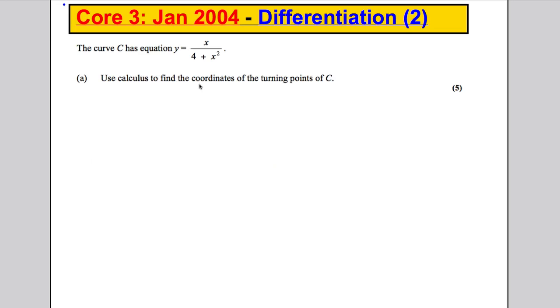Right, it asks us to use calculus to find the turning points. Well, we know at a turning point that dy by dx is equal to 0. So we're going to have to calculate that. Notice we've got a quotient. We've got a function of x on the top of a fraction divided by a function of x on the bottom of a fraction. That's our u, that's our v. So lay out your u and your v. U is x, and v is 4 plus x squared. U dash is therefore 1, and v dash is therefore 2x.